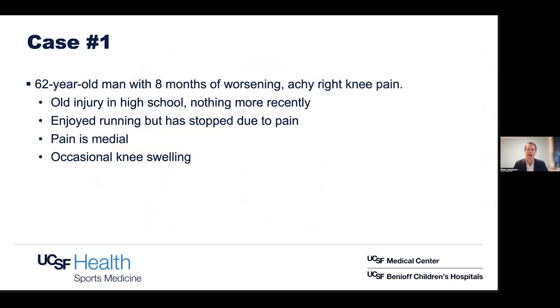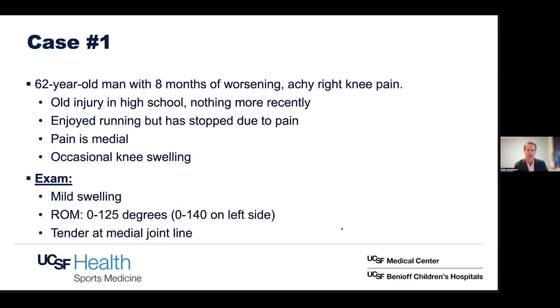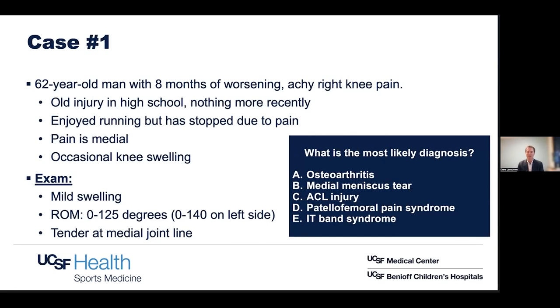All right, so we'll start with a case. This is a 62-year-old man. He's complained of 8 months of worsening achy right knee pain. He said he injured the knee in high school, played football, but was able to lead an active life. Nothing that he recalls more recently seemed to trigger this. He used to enjoy running, but has had to stop because of the pain. He complains of medial pain, and sometimes has some knee swelling. On exam, he has mild swelling, and you can pick up a mild effusion. His range of motion is a little restricted, lacking about 15 degrees of flexion, and he's tender at the medial joint line. So with that limited info, I would love to poll the audience: what would you say is the most likely diagnosis? Does he have osteoarthritis, medial meniscus tear, an ACL injury, patellofemoral pain, or IT band syndrome?